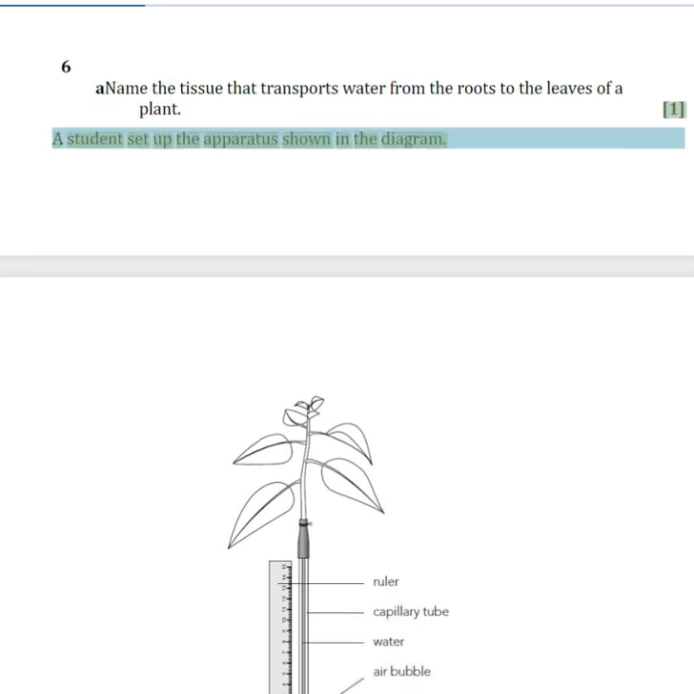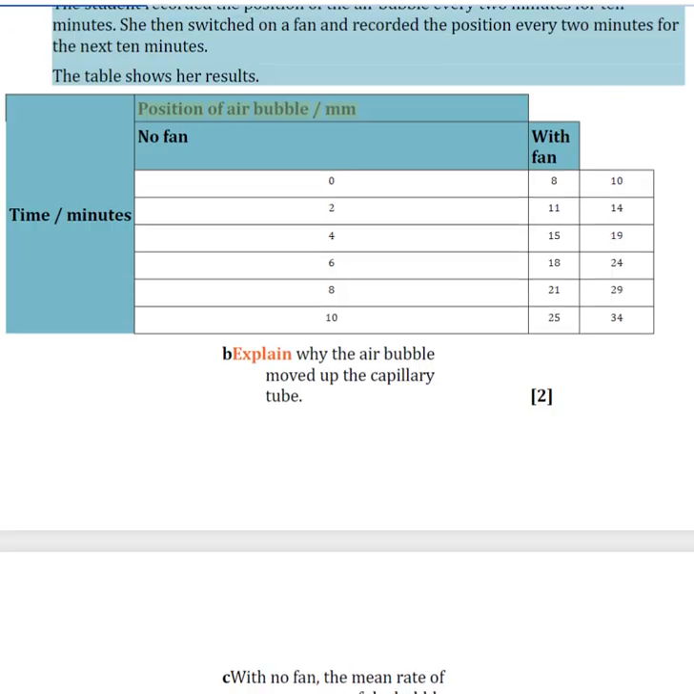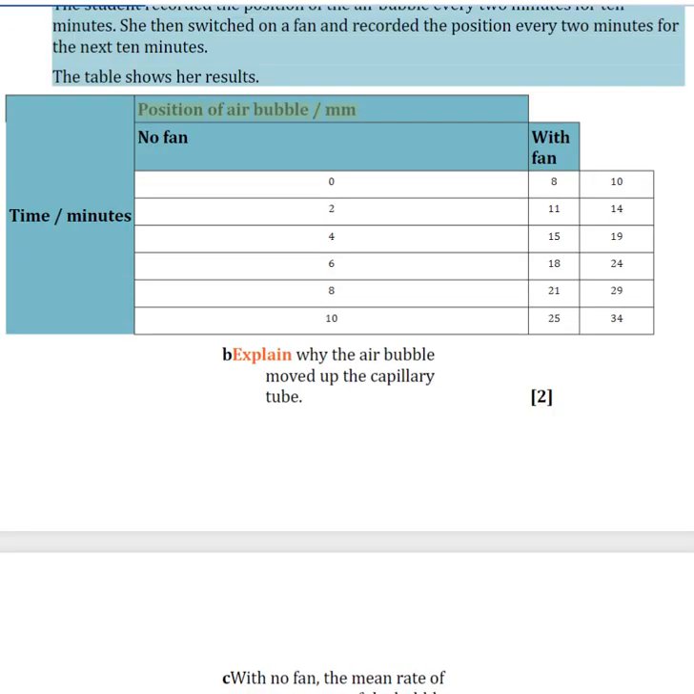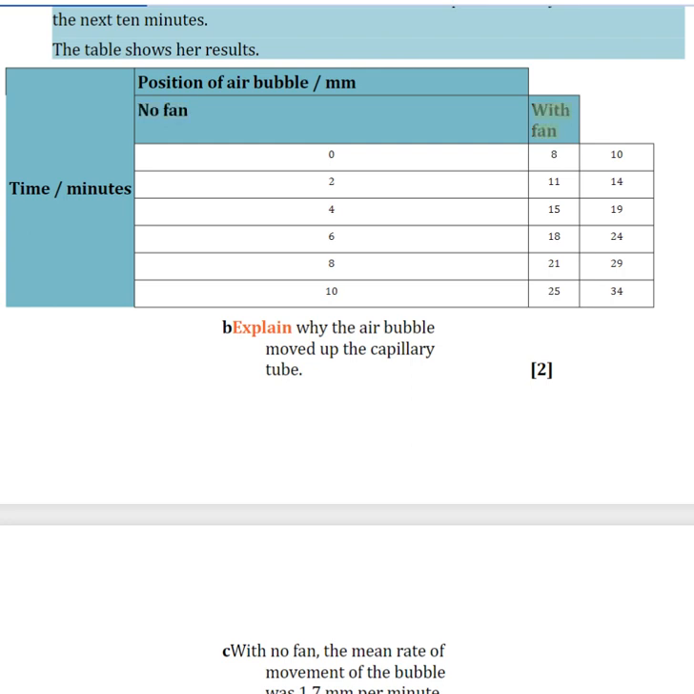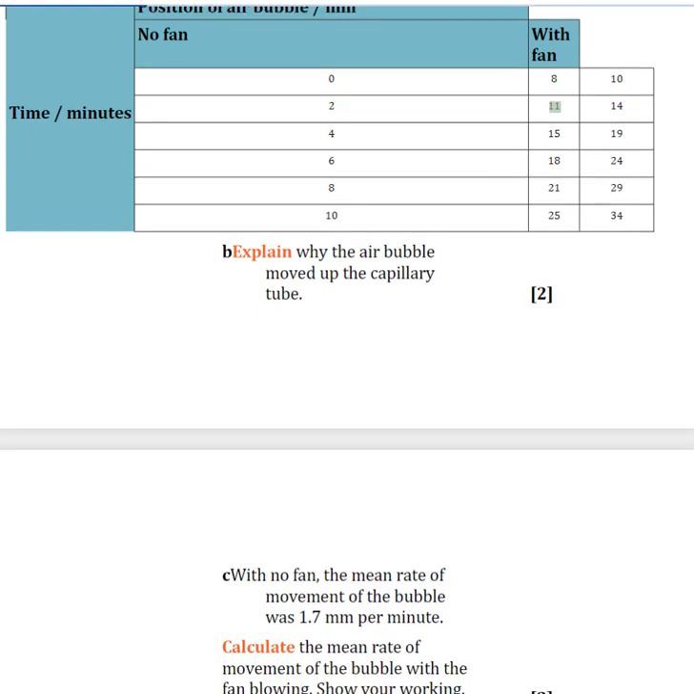A student set up the apparatus shown in the diagram. The student recorded the position of the air bubble every 2 minutes for 10 minutes. She then switched on a fan and recorded the position every 2 minutes for the next 10 minutes. The table shows her results. Time in minutes. Position of air bubble in millimeters. No fan. With fan.